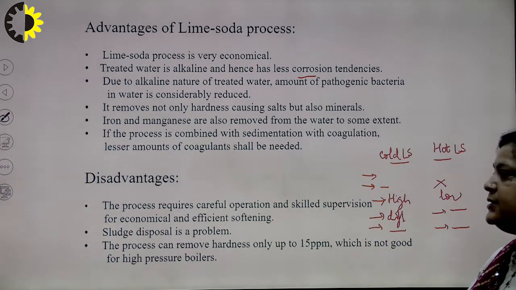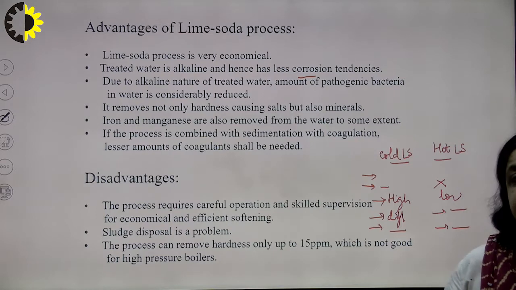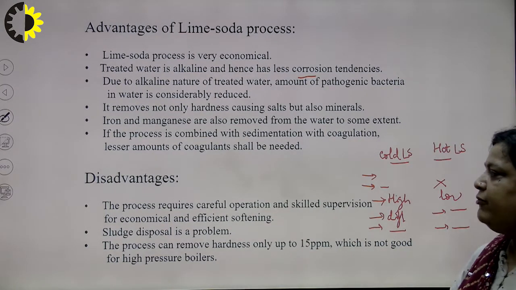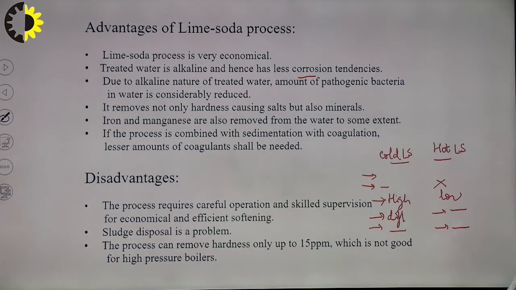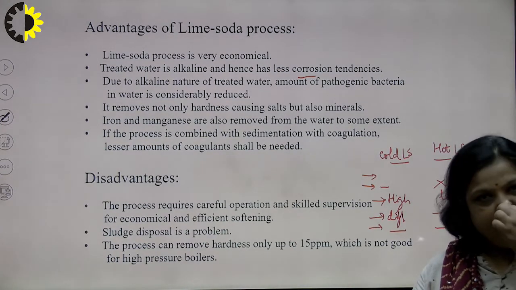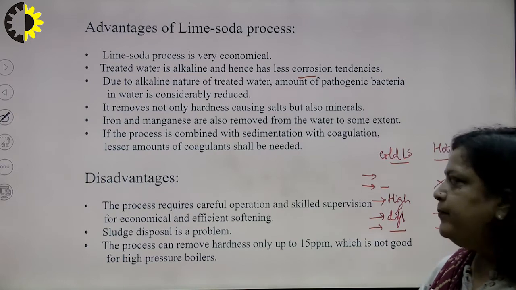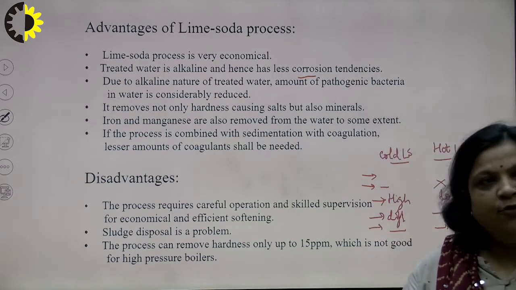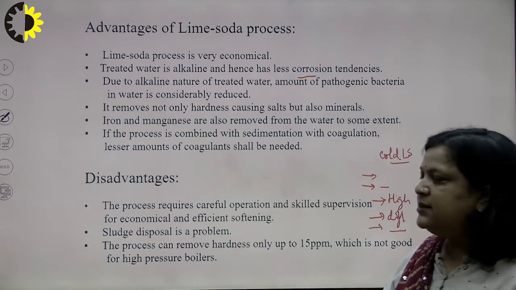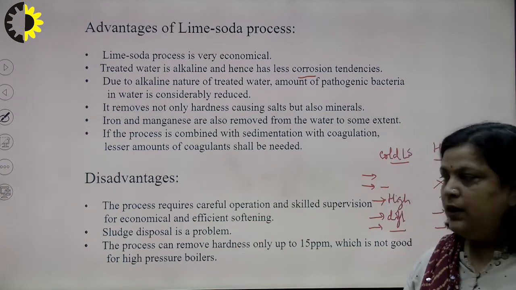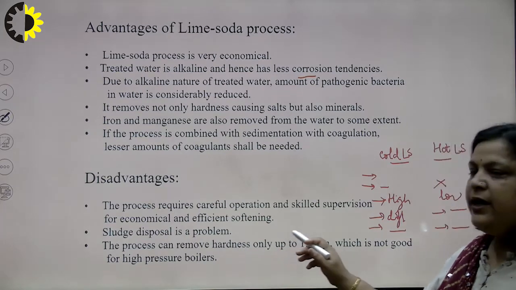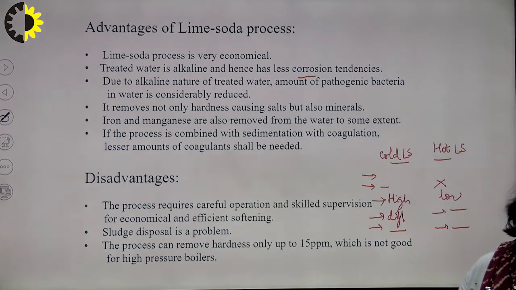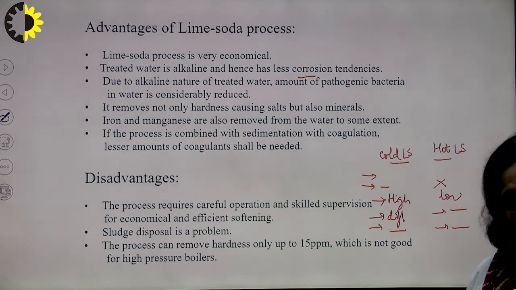Now disadvantages. First disadvantage, the calculation should be correct. That is, this process requires careful operation and skilled supervision for economical and efficient softening. Second, in every step sludge is formed, so sludge disposal is also a problem. And by this process we can remove hardness only up to 15 ppm, which is not good for high pressure boilers.